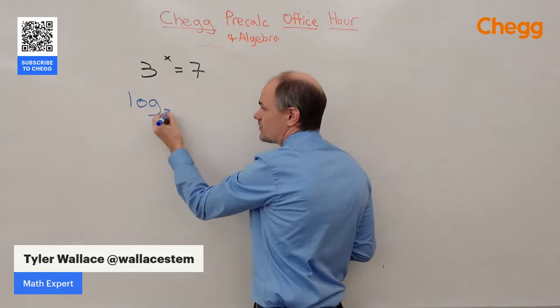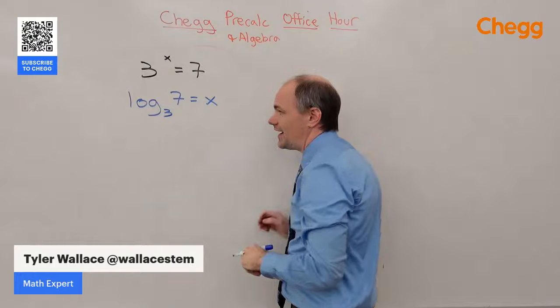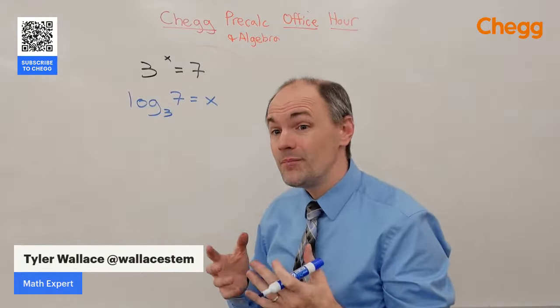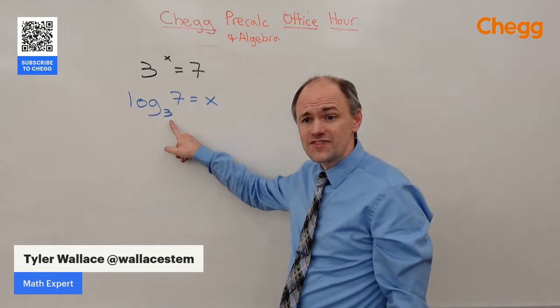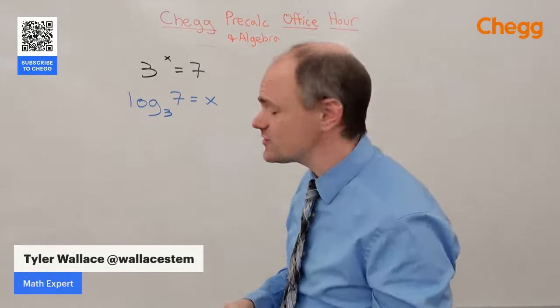This time the base is 3. The input is 7, and that's equal to x. So x is whatever log base 3 of 7 is. But we have a problem. We can't figure out what log base 3 of 7 is using our calculators, unless you have a big fancy calculator, but I'm assuming you don't.